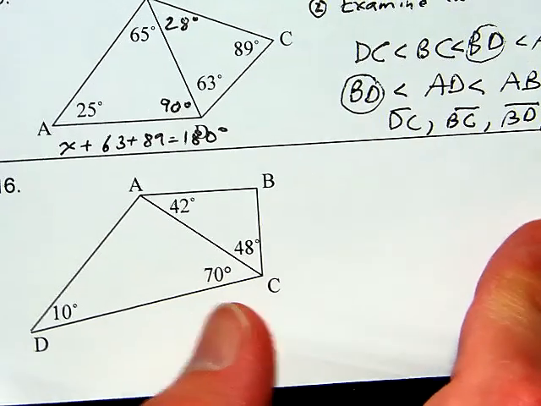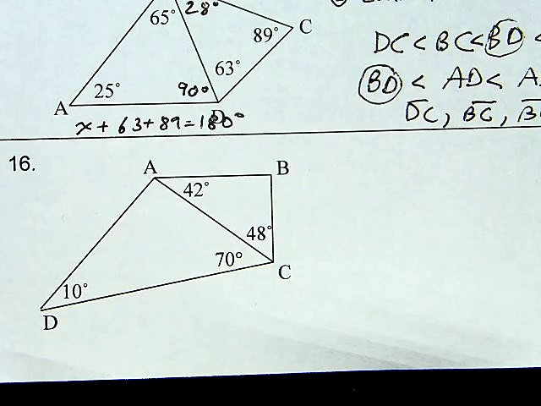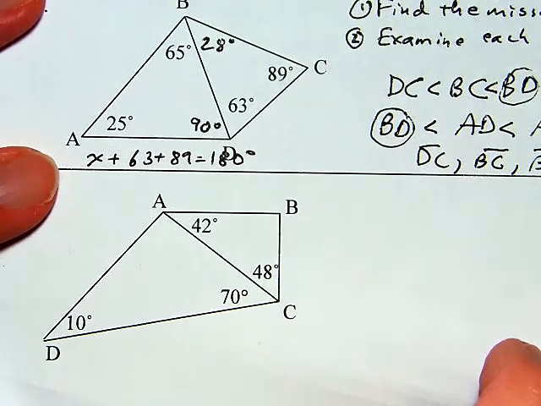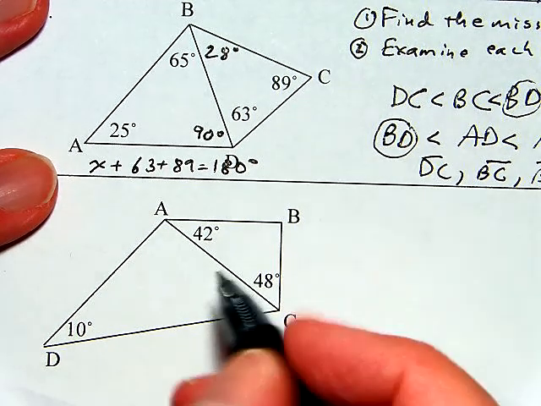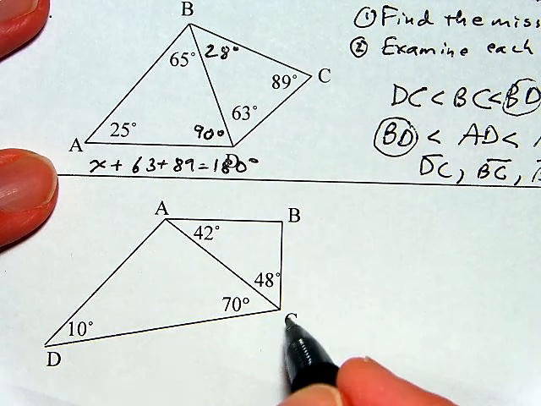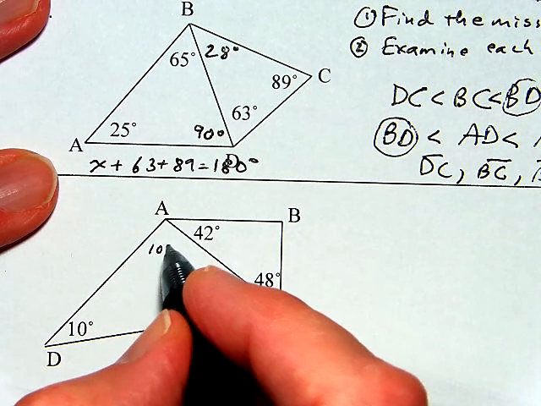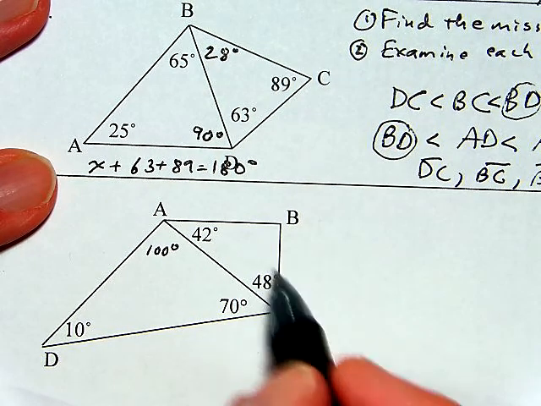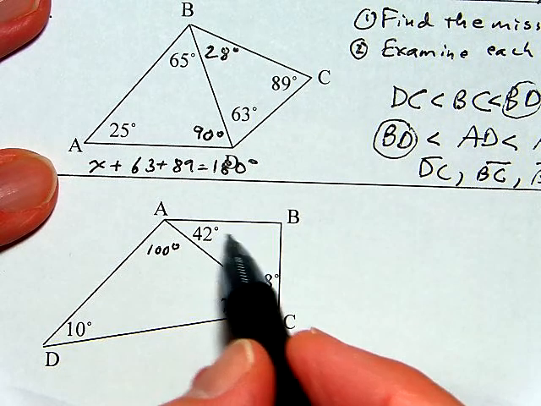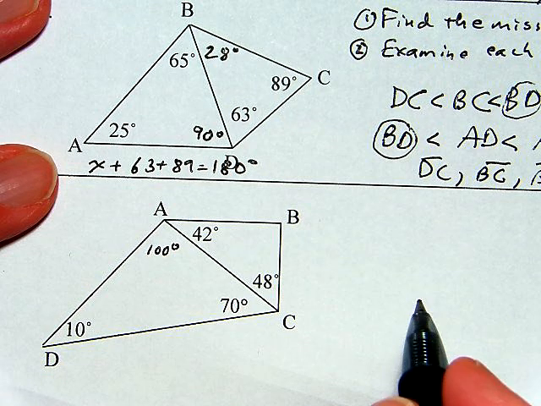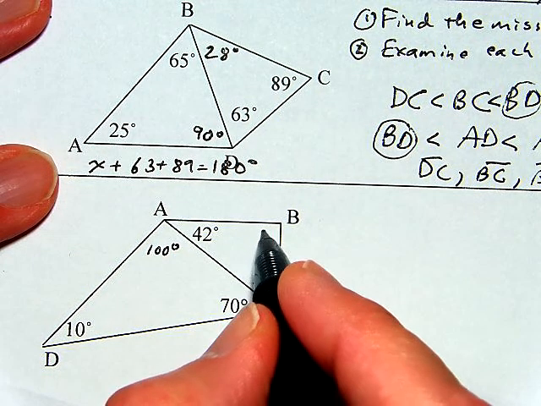And our final problem is another one of the same type. Let's go ahead and do it. So first thing we know is we have to find missing angles. So this triangle ADC, these two angles add up to 80, so this must be 100 degrees. And in the second triangle ABC, these two angles add up to 90. So this must be a 90-degree angle.